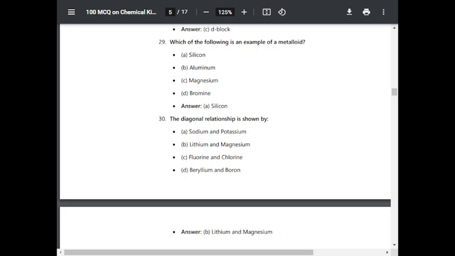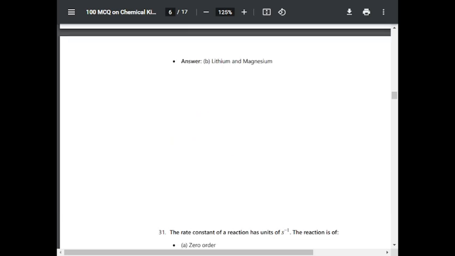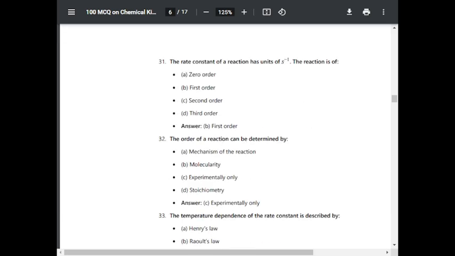Question number 30. The diagonal relationship is shown by, option A sodium and potassium, option B lithium and magnesium, option C fluorine and chlorine, option D beryllium and boron. The correct answer is B, lithium and magnesium. The diagonal relationship is shown by lithium and magnesium. Option B is correct.